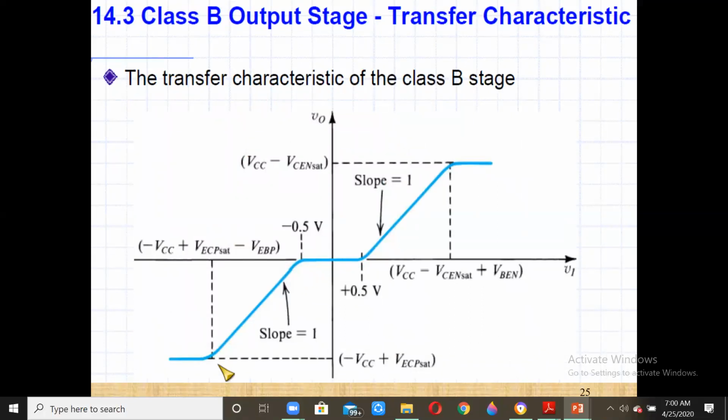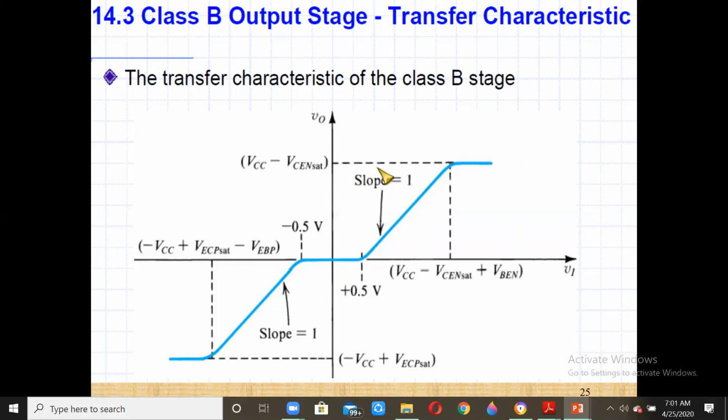And in the rest of the region, we have the characteristic which is like this. That is, the output will follow the input. When the input is 0.5, the output will be 0. When the input is minus 0.5, the output will also be 0. But once the input goes above 0.5, the output will just follow, with a slope of 1, till the saturation of the transistor is reached.